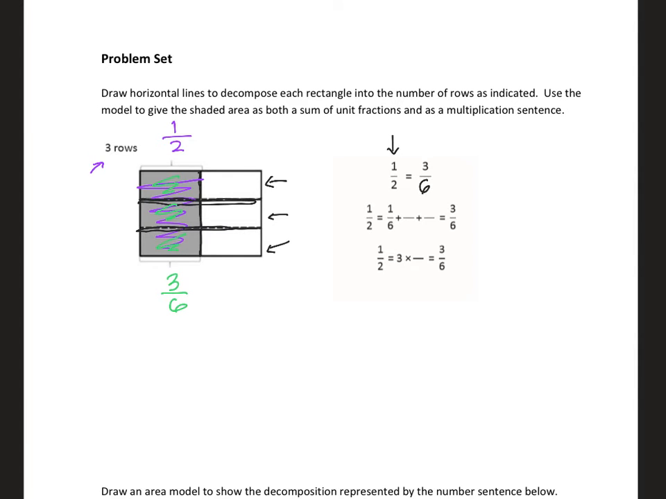All right. So then below it says 1/2 equals 1/6, and I'm going to say plus 1/6 plus 1/6 gives me 3/6. And then 1/2 is equal to 3 copies of 1/6. Okay? That's it.